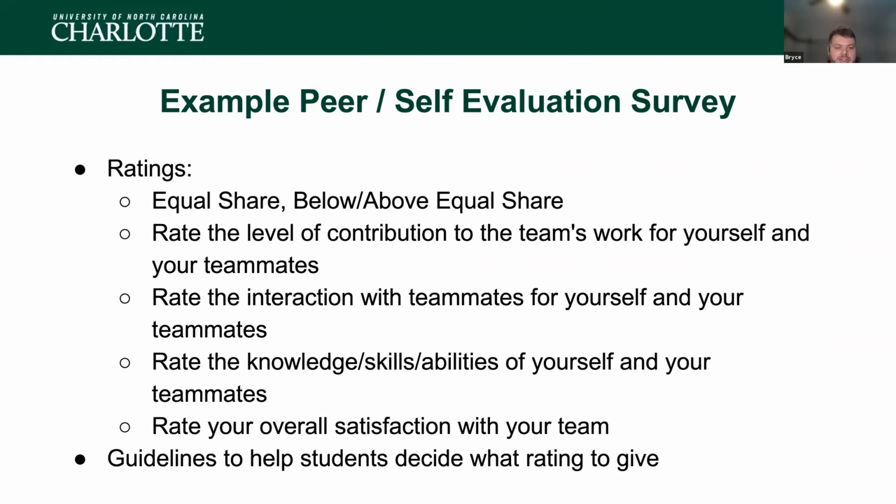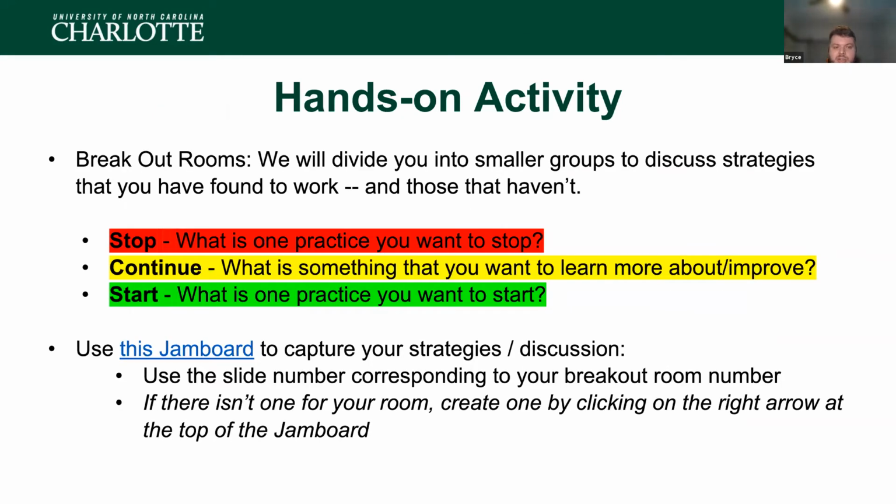And we'll go ahead and go to the next slide, please. So we're going to break you out into breakout rooms now. We're going to give you an opportunity to use Jamboard, which is one of the collaborative tools that we use in our courses. And what we're calling this is a red light, yellow light, green light activity. And we'd like you to discuss in smaller groups of about 4 people each, roughly. What is one practice you want to stop when you think about working with groups in your courses? Yellow light is what is something that you want to learn more about or improve in your courses, and what is one practice you want to start is our green light.